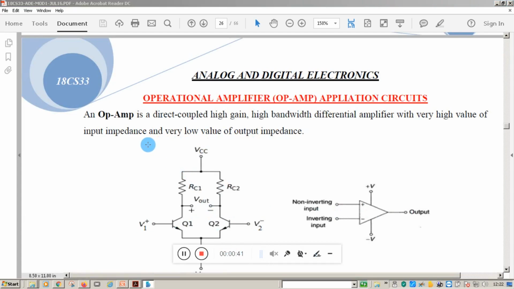So operational amplifier is a direct coupled high gain, high bandwidth differential amplifier with a very high value of input impedance and a low value of output impedance. Here you can see the internal structure of operational amplifier. The operational amplifier is represented by this symbol, where this one is called the inverting terminal, and this one is called the non-inverting terminal, with bias voltage plus V and minus V.